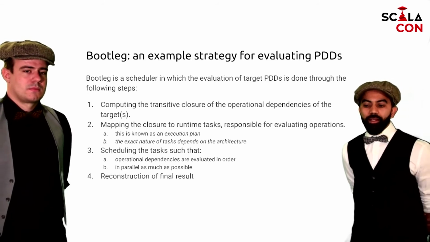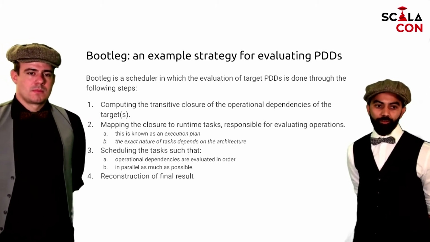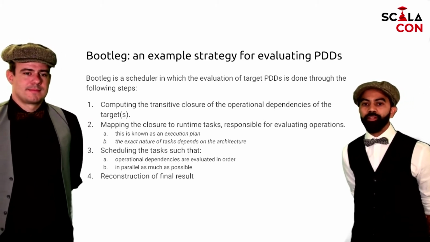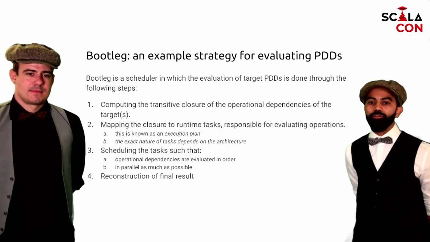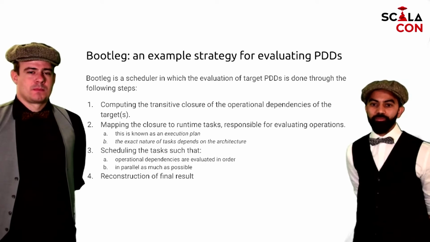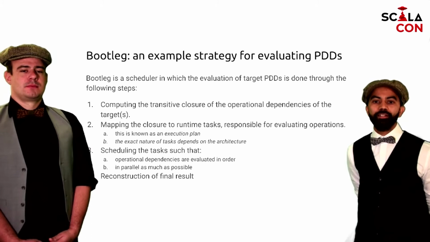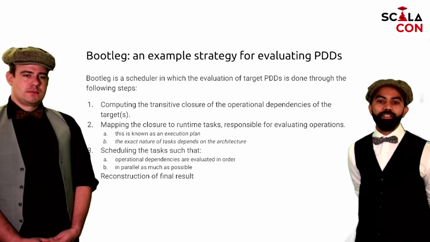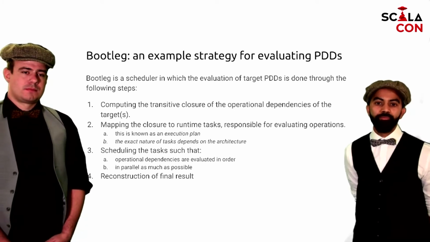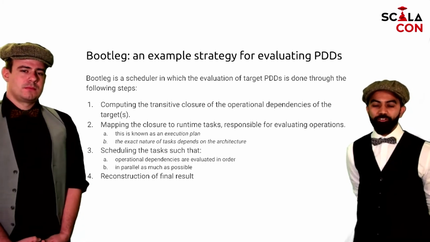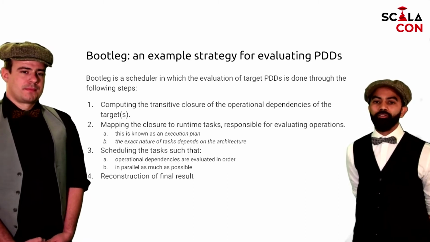We have an experimental evaluator, which we call Bootleg, of course, to stay in the theme of the Speakeasy. In Bootleg, we compute a transitive closure of the whole graph that basically gives you the targets. Then you map the closure to some runtime tasks, and you schedule the tasks in such a way that the dependencies are evaluated in the correct order. And we have some notion of parallelism. Of course, at the end of the day, we reconstruct the final result.